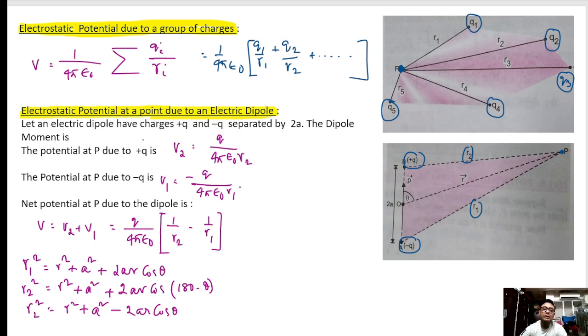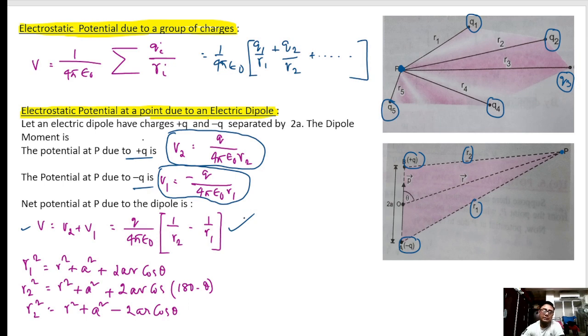Now for the plus Q charge at a distance of R2, what is the potential? This is the potential for the plus Q charge at a distance of R2, and for the minus Q charge the potential is this. So what is the net potential? We will add these two.